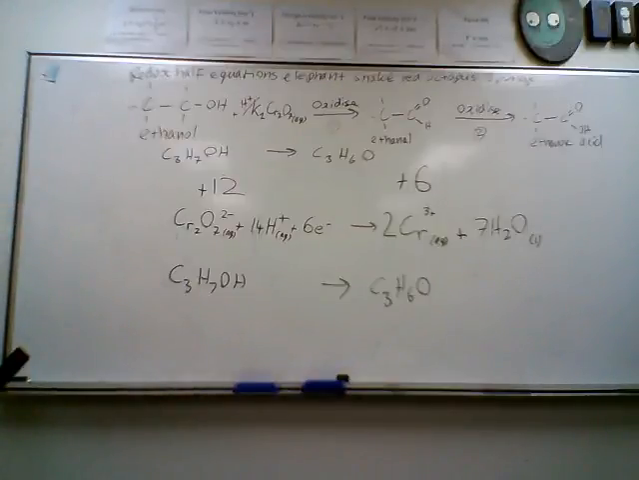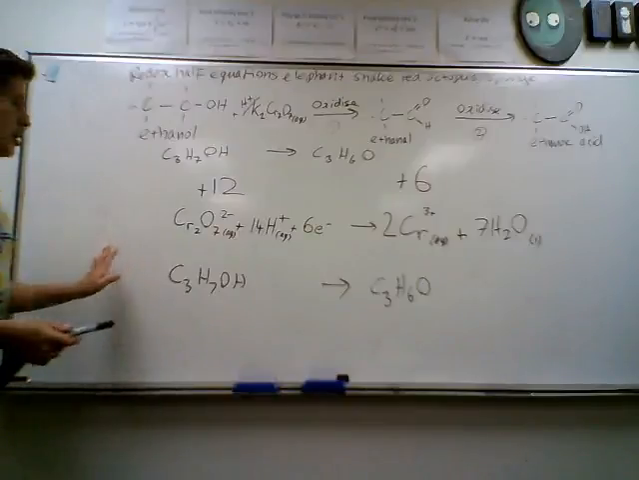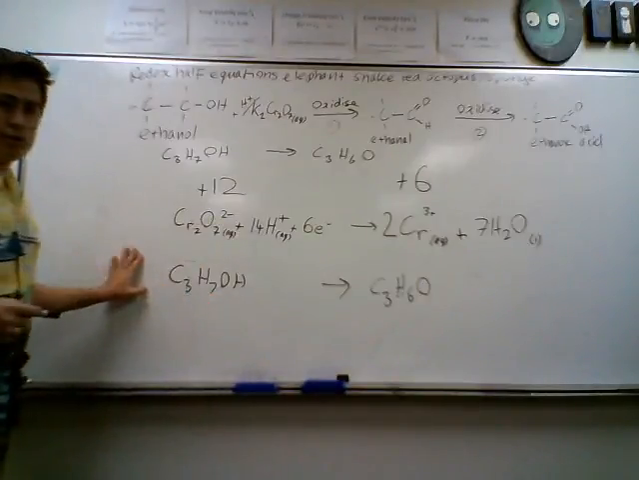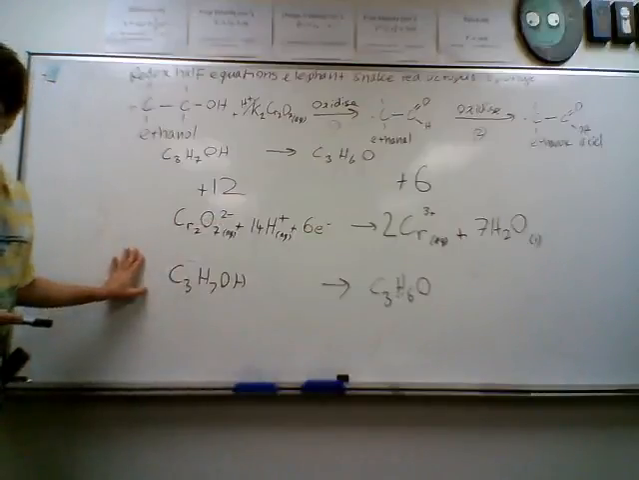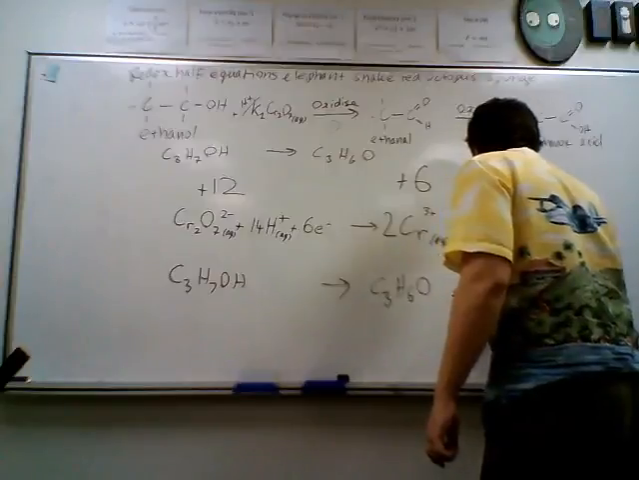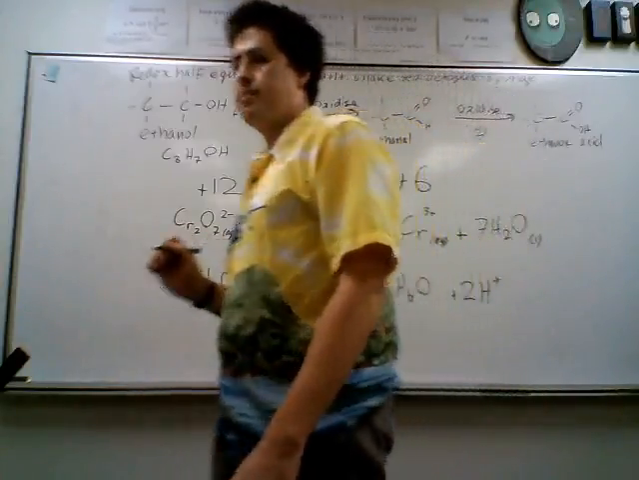Balance the number of atoms of oxygen by adding water to the side deficient in oxygen. Which side's deficient in oxygen? Neither. So what do you do with that step? Skip it. Next step: balance the number of atoms of hydrogen by adding hydrogen ions to the side deficient in hydrogen. How many hydrogens on this side? 8. And how many on that side? 6. So what do I do? 2 protons to this side, 2H plus. Very good.